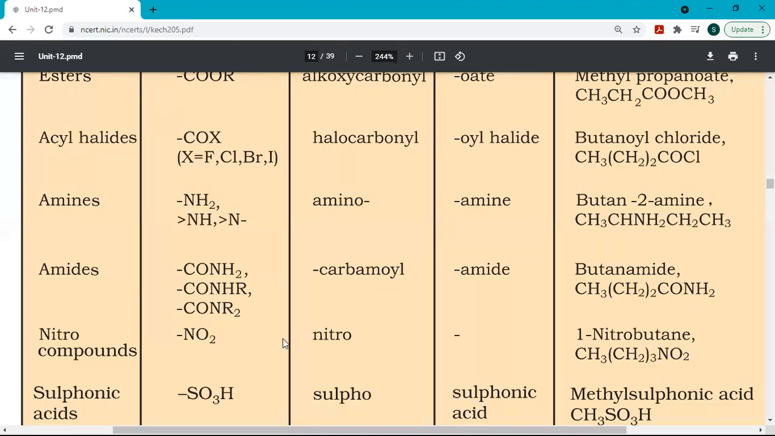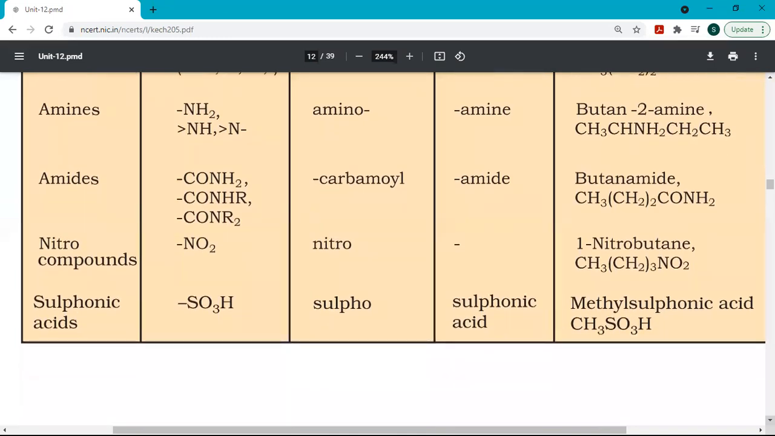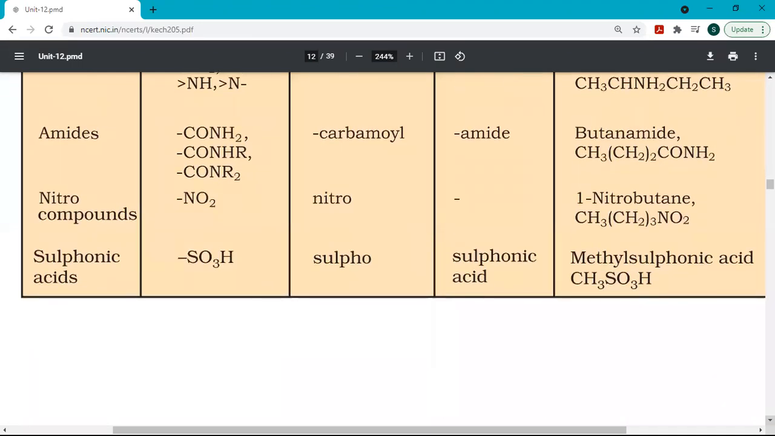Nitro compound, NO2. Nitro is the prefix. We don't use any suffix for this. Sulfonic acid, SO3H. Sulfo is the prefix and sulfonic acid is the suffix we use while doing nomenclature of these types of functional groups. Now we will understand them one by one. I will explain each and every functional group and how you will do the nomenclature if you find these functional groups in a normal carbon chain.